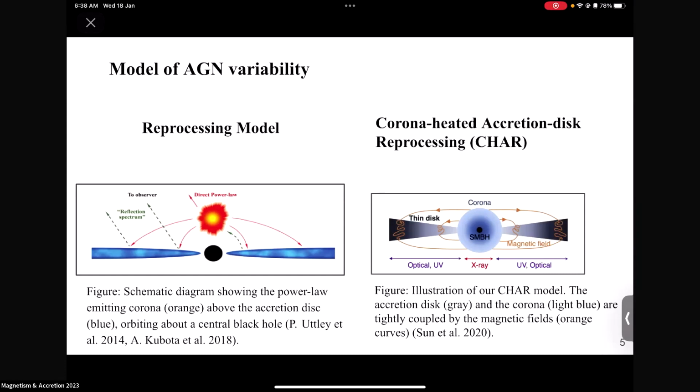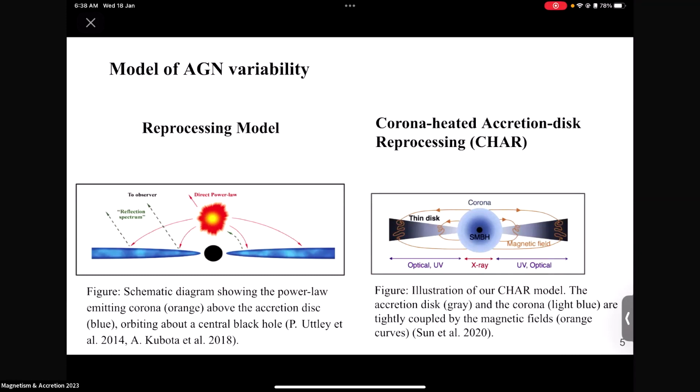But there are some limitations of this model. For example, this model expects a tight correlation among the variability of different wavelengths. But in the observed data, in many AGNs, we do not find this tight correlation. So on the right, there is another model called the CHAR model, the Corona-heated Accretion-disk Reprocessing model, and this model is able to overcome this limitation.